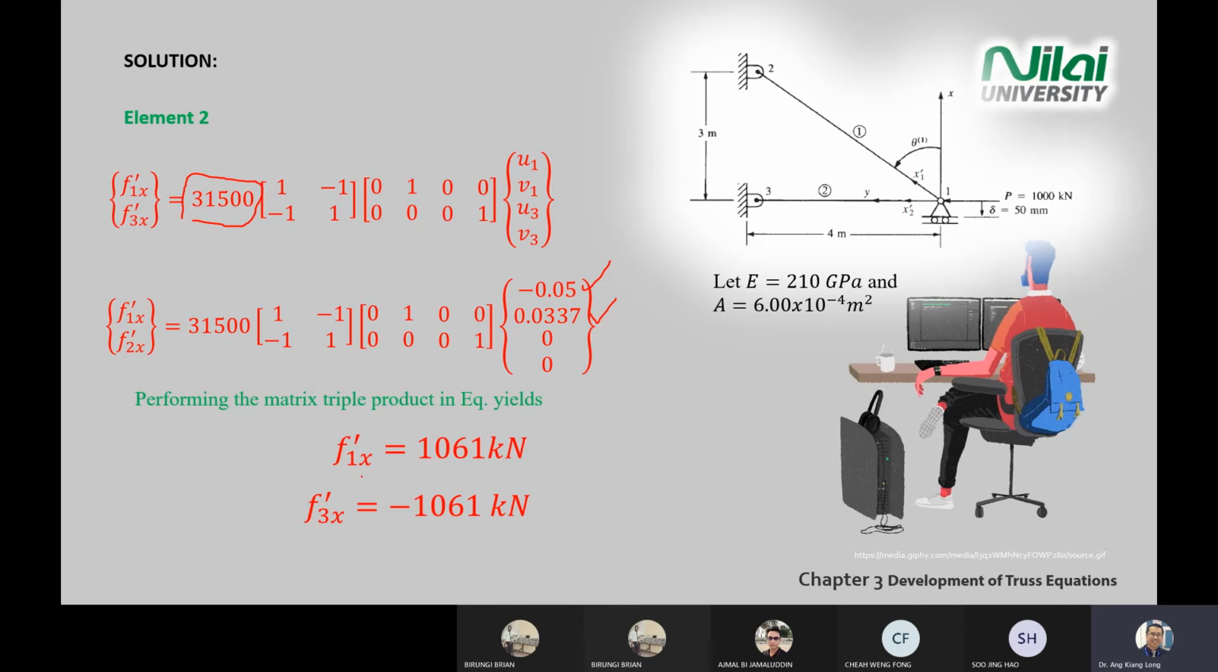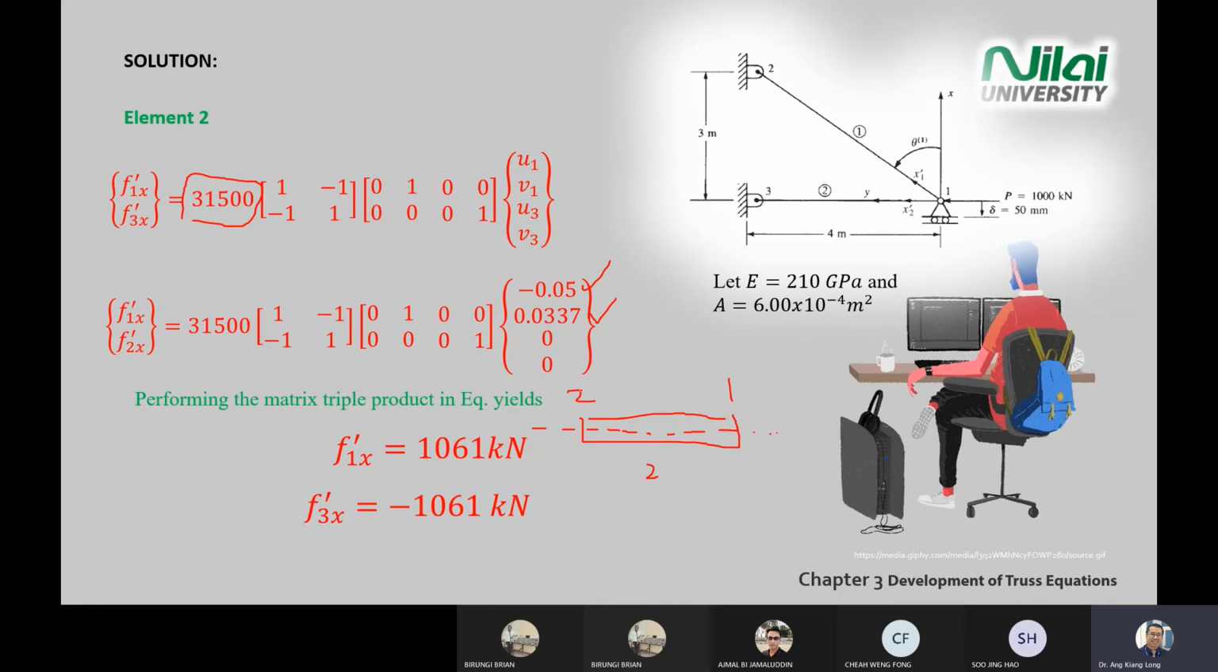So for element 2, you have 1061 kilonewton. So how do you draw the free body diagram? You copy the element, draw the F prime axis for element 2. Element 2 has 0.1 and 0.2. Be careful on the x prime axis. So x prime 2 is going to the left, as you can see from the diagram here. So this is x prime 2 axis.